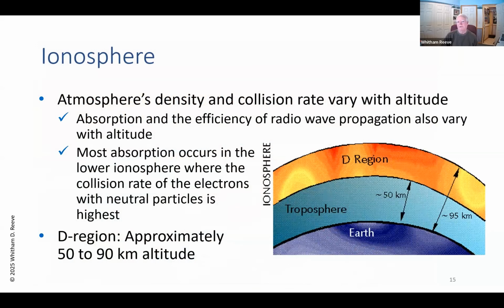Now, we know that the atmosphere's density and collision rate vary with altitude, so you would expect the absorption to also vary with altitude. And by the way, the D region is in the neighborhood of about 50 kilometers on up to 90, 95 kilometers altitude above Earth's surface.